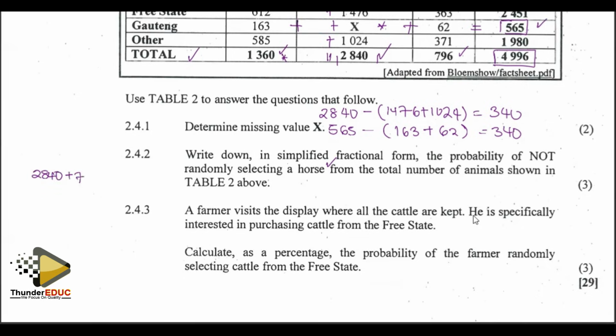So the probability of not picking a horse was supposed to be 2,840 plus 796 divided by the total number of animals, the chances that you have there. All right, that's what was supposed to be the answer there. They said probability in simplified fractional form. So all you do is 2,840 plus 796 divided by 4,696.